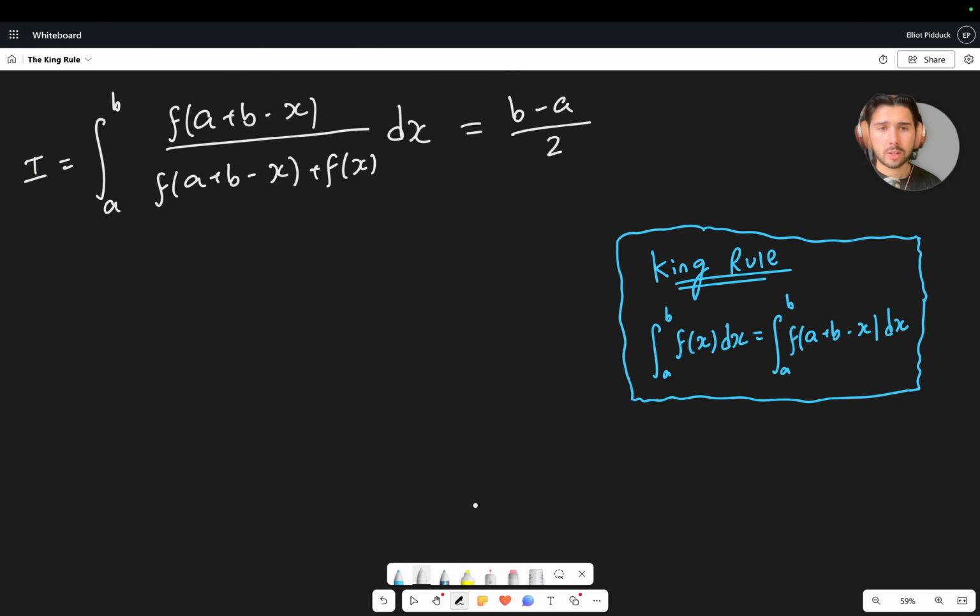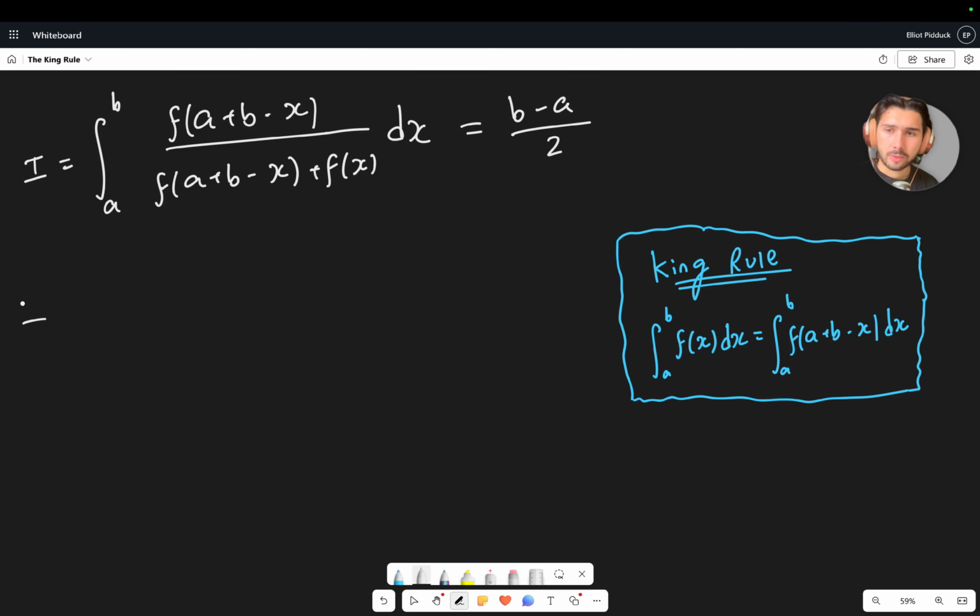So before we get started, I've just rewritten the king rule again here just so we can see it. And all we're going to do here is use the king rule. But instead of f of x, we've got this whole thing here. But it's the same idea, right? So if you want, you could rename this entire fraction. You could just call it g of x or something. And then you could use the king rule on that if it helps you. But let me show you what I'm talking about, right?